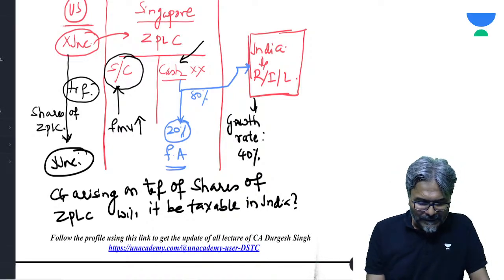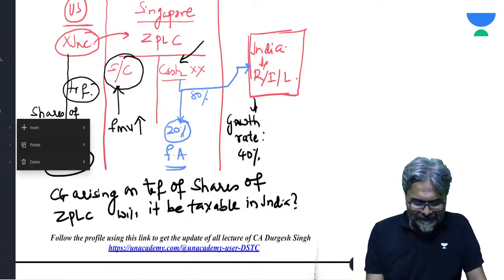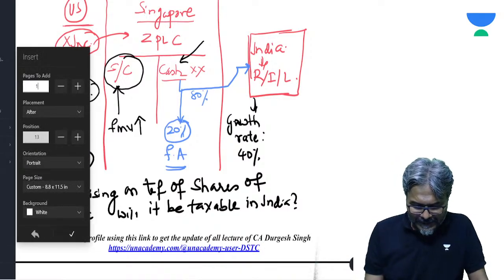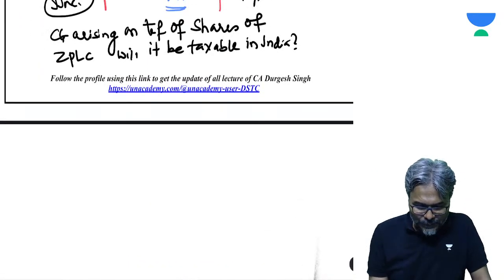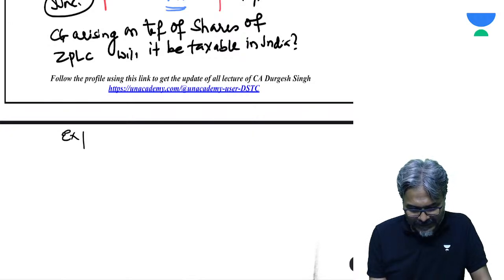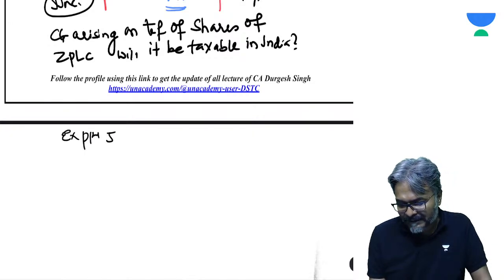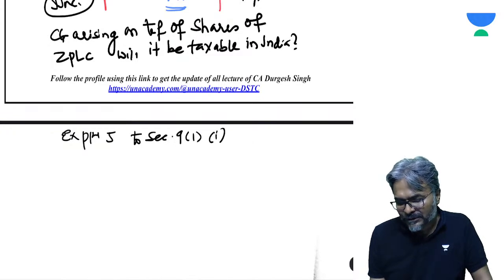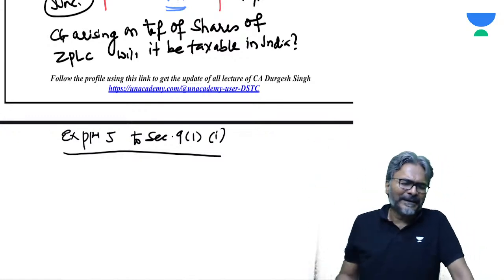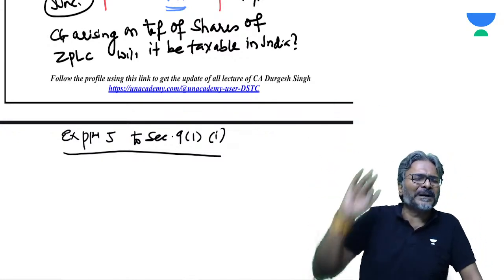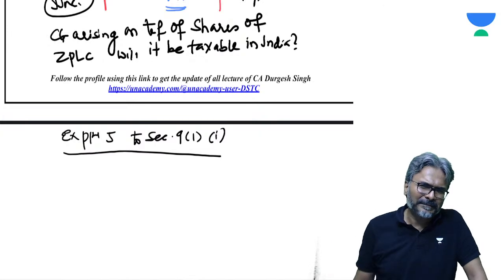That provision, for your benefit, students, I'll try to split into small pointers. This is the provision that you need to write very carefully, and that is Explanation 5 to Section 9(1)(i). Because if you cannot write this provision for indirect transfer, irrespective of your knowledge, irrespective of yes or no answer, students, you will not get anything.